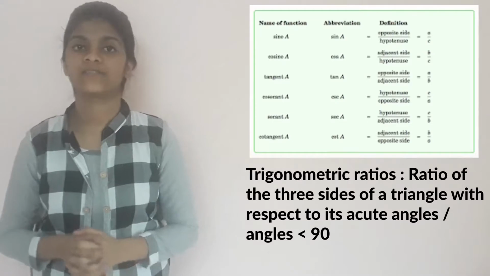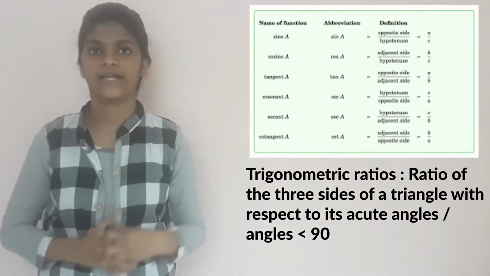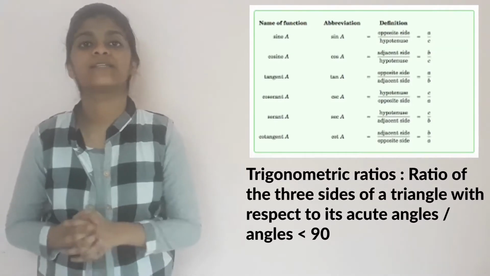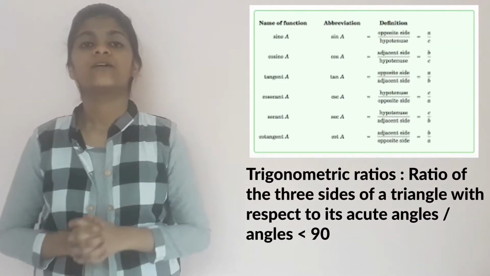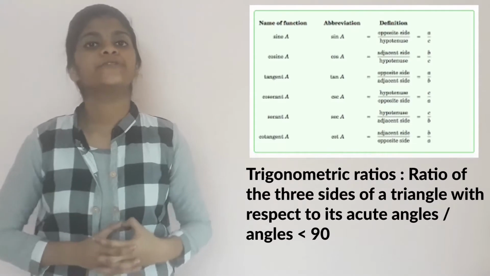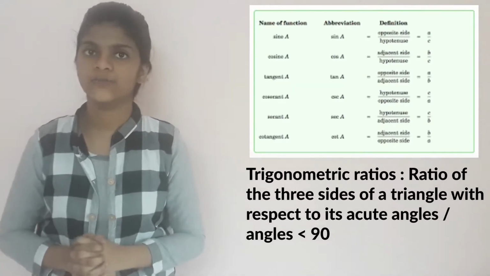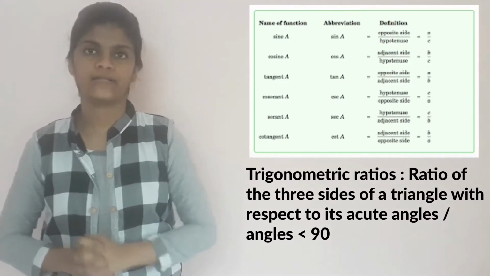Tan A is equal to the side opposite to angle A by the side adjacent to angle A. Cosec A is equal to hypotenuse by the side opposite to angle A. Sec A is equal to hypotenuse by the side adjacent to angle A. Cot A is equal to the side adjacent to angle A by the side opposite to angle A.